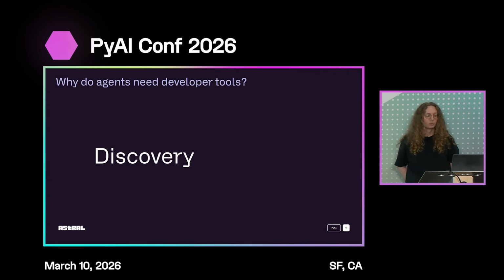Another important one is that tools allow agents to learn more about the state of the world. The canonical example here is searching for context across many files using ripgrep, which is every agent's favorite tool, or looking up the documentation for a function.